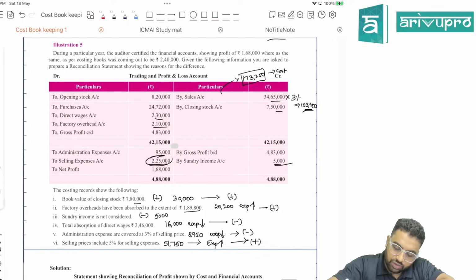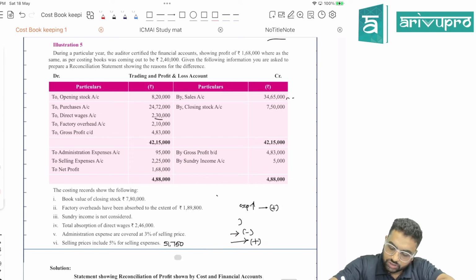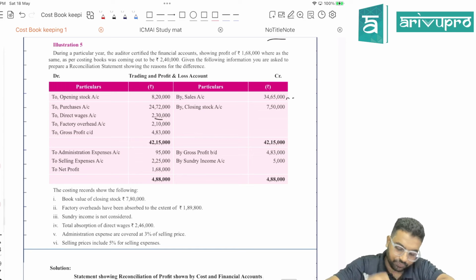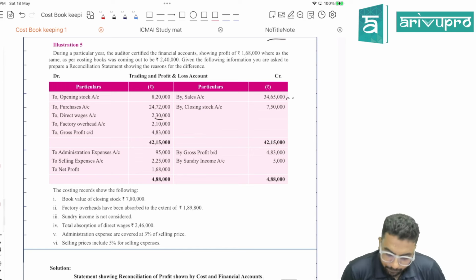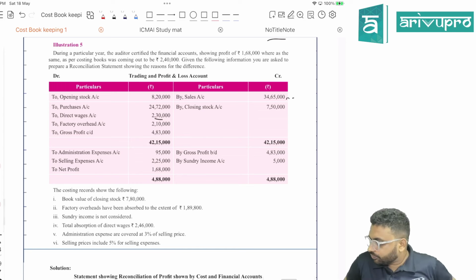Here also they have taken it as a financial profit. We'll take it as a financial profit only. Sir, here we should take financial profit only, because they have given financial data. Fine. Shall we? Yes, sir.